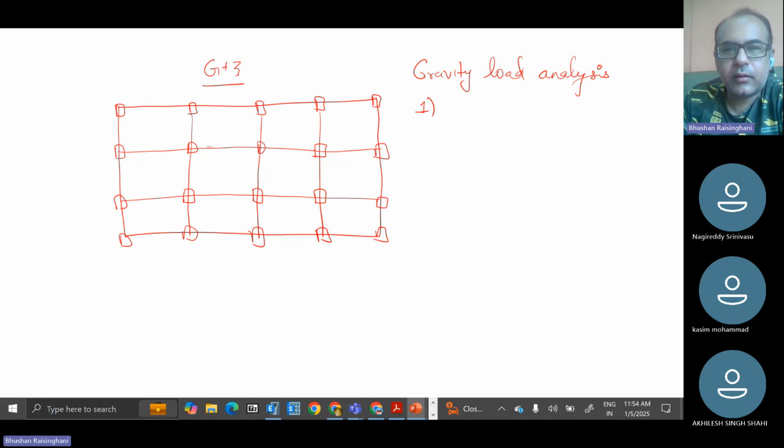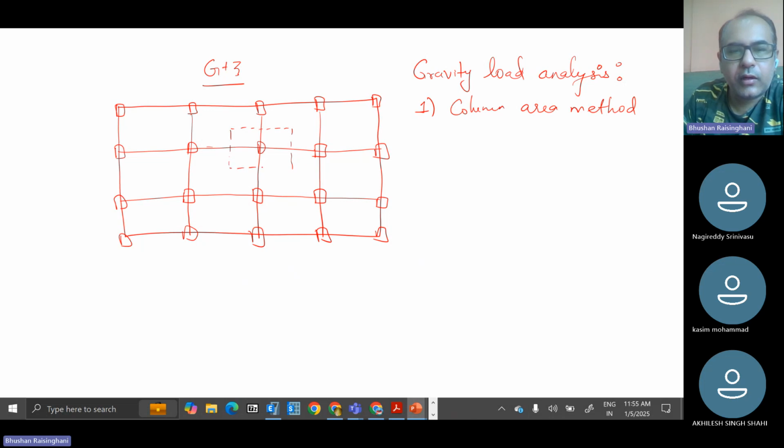So anybody can respond on that. What are the methods we use for the gravity load analysis? So there is a column area method. Okay. So in the column area method, you are considering how much portion of the load this column has to take in its surrounding. So half on each side you will consider and you will analyze the column for all the loads that are coming here in the gravity.